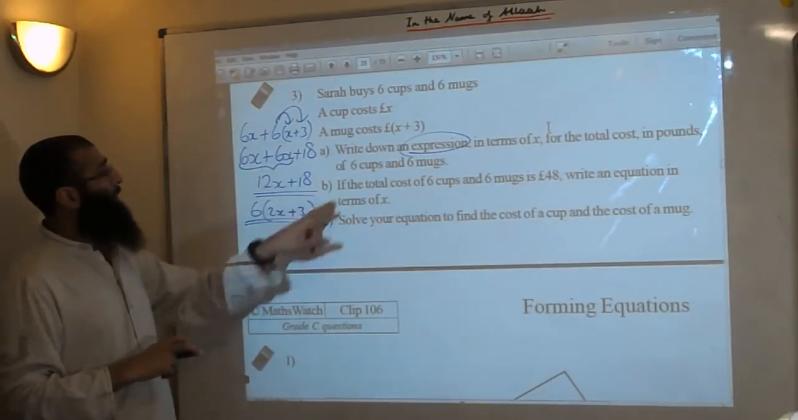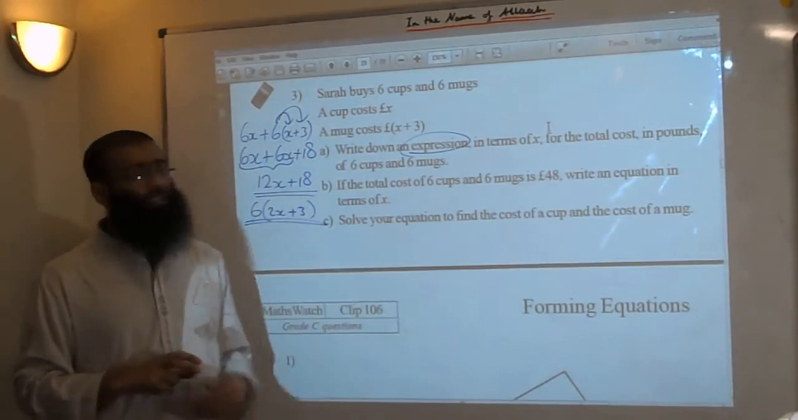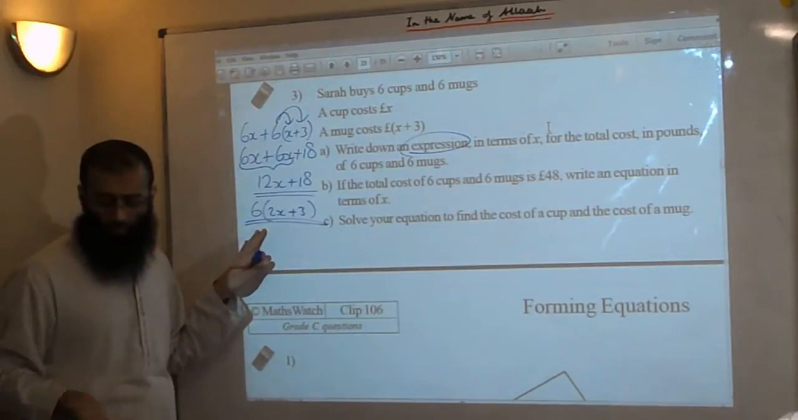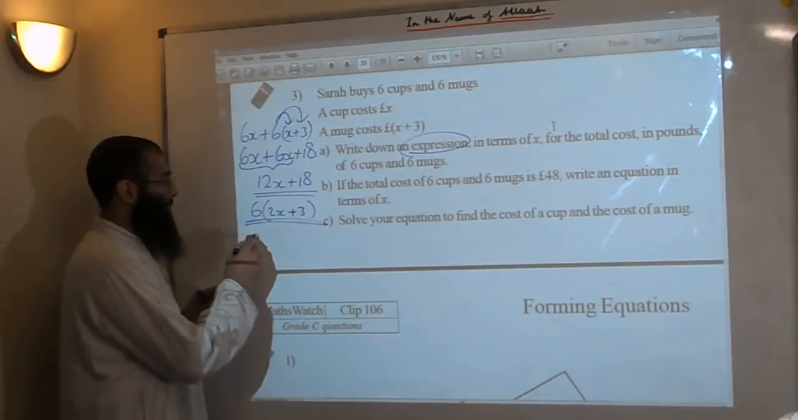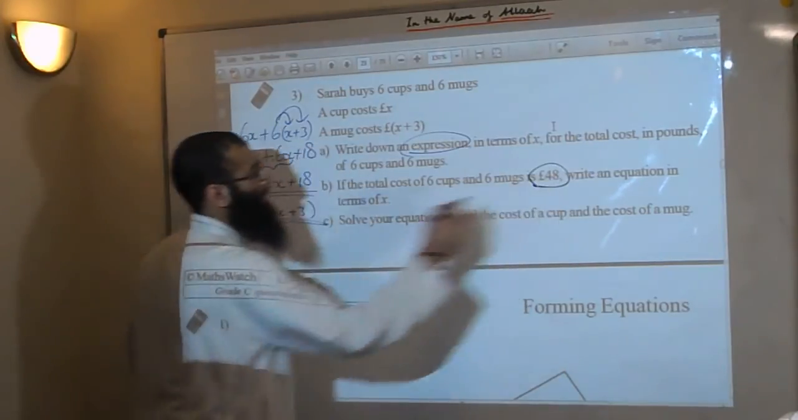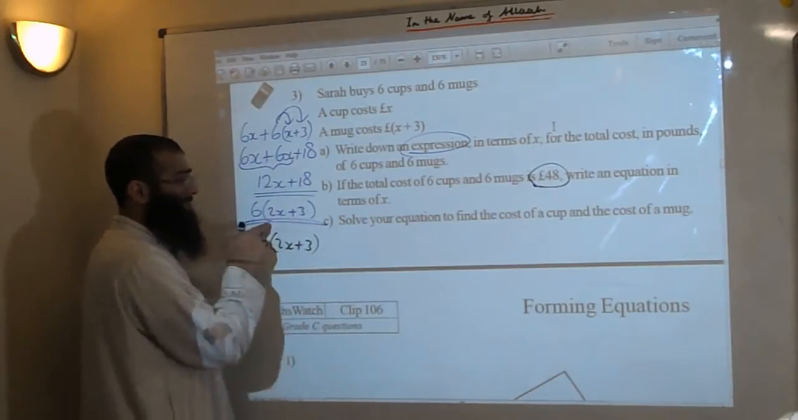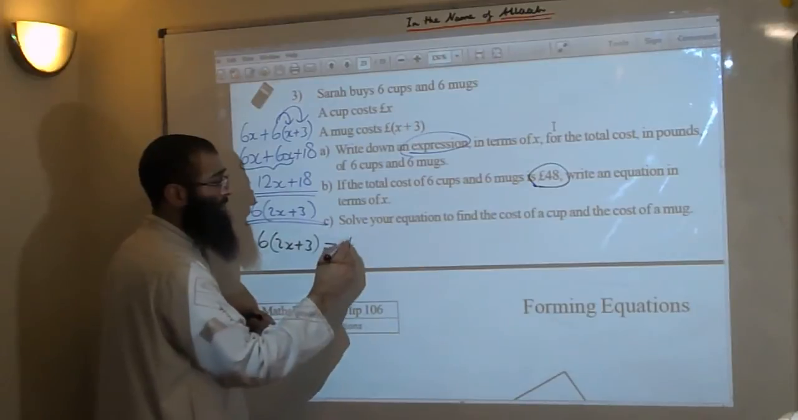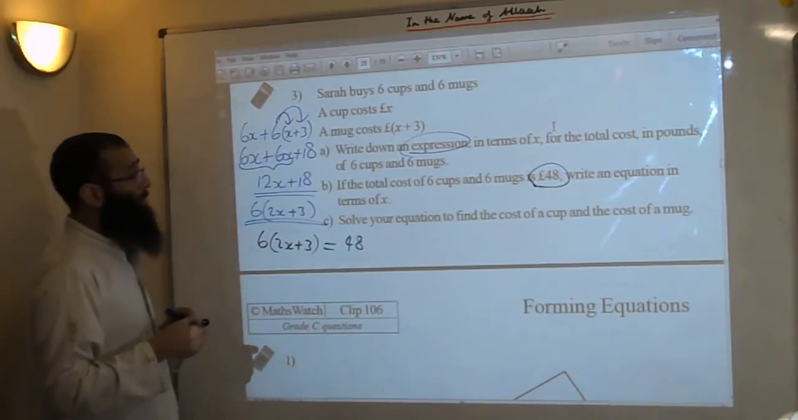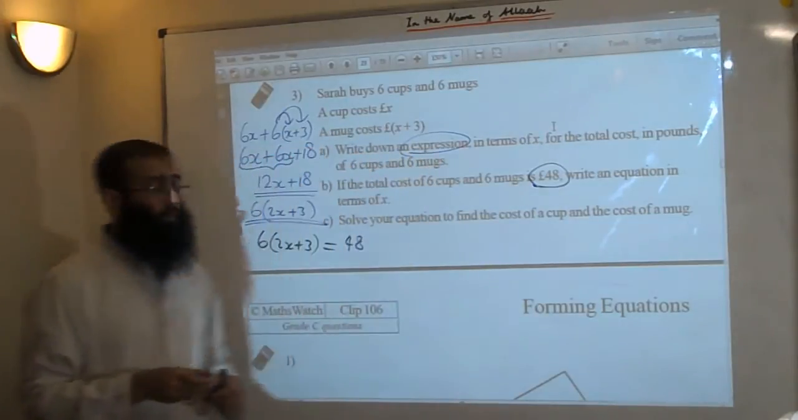If the total cost of 6 cups and 6 mugs is £48, write an equation in terms of x. So what do we do? All we do here is we make this one equal to 48. If you just rewrite it again. Remember, this is an expression for the cost. This now is an equation for the cost. Solve your equation to find the cost of a cup and the cost of a mug.